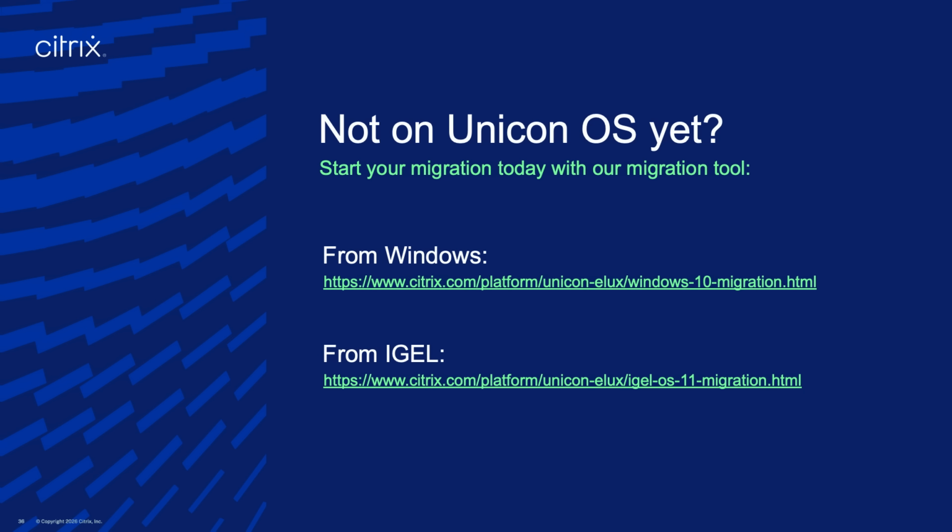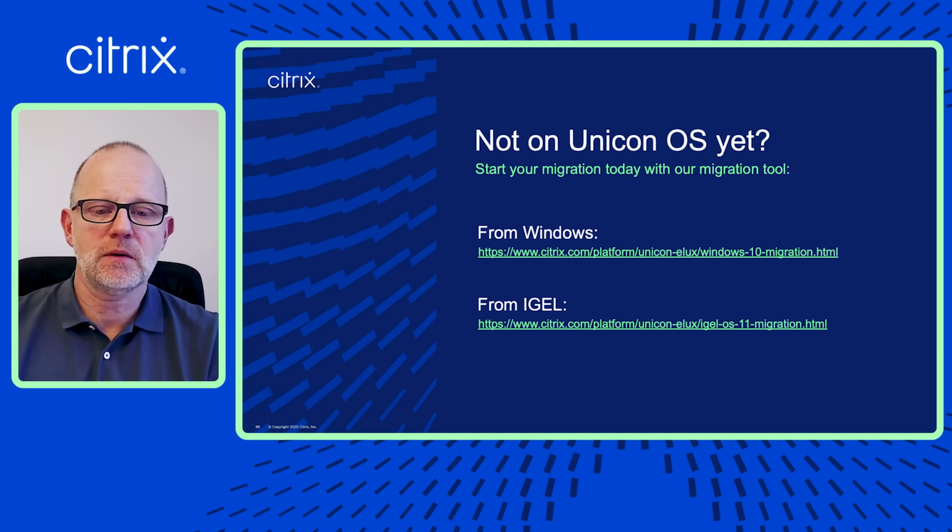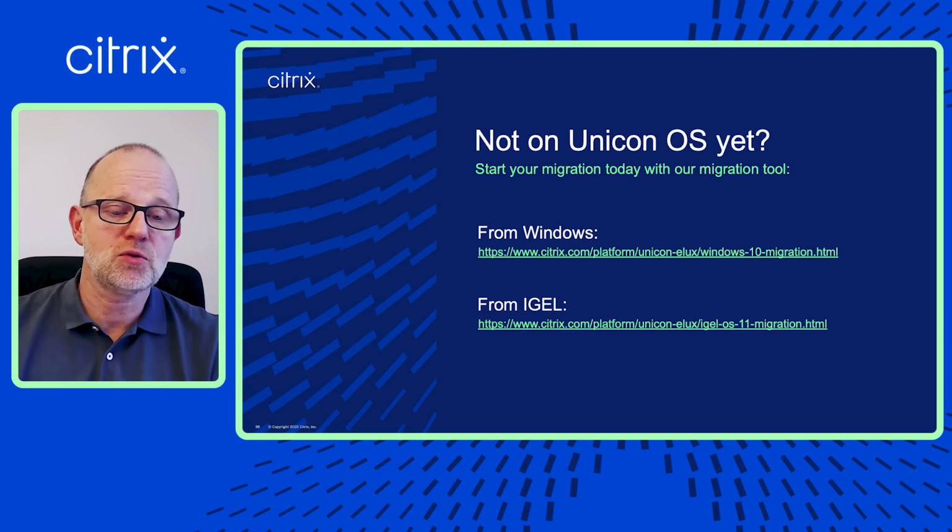If you're not on Unicon OS yet, getting started is straightforward. Our migration tools support migrations from Windows and iTril environments today, with additional platform support coming soon. The links on the slide provide a good starting point. And with that, I'd like to thank you for your time and interest and head back to Brian to talk about NetScaler.